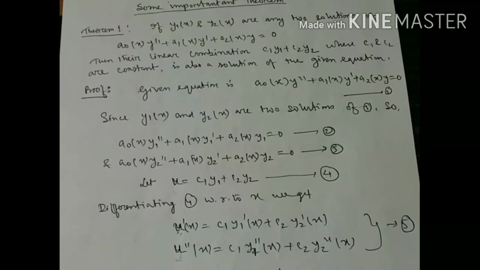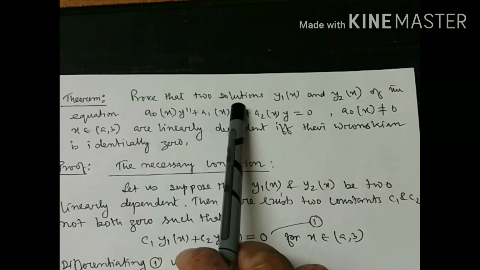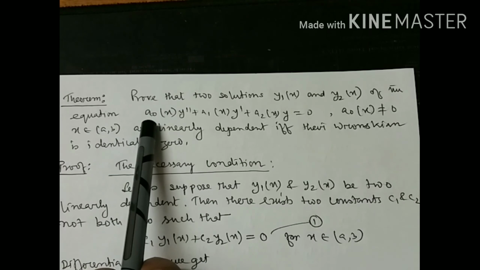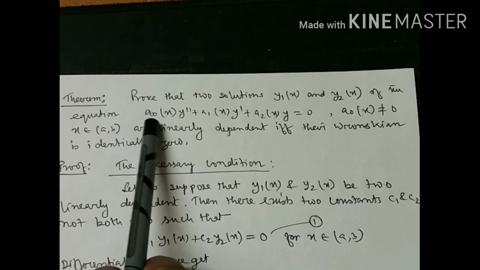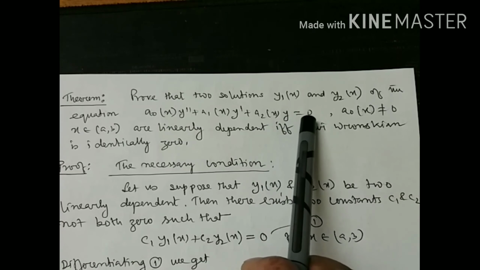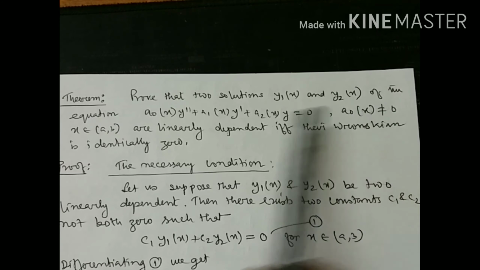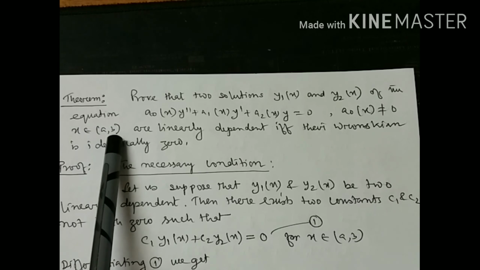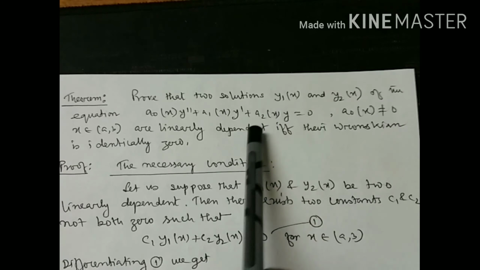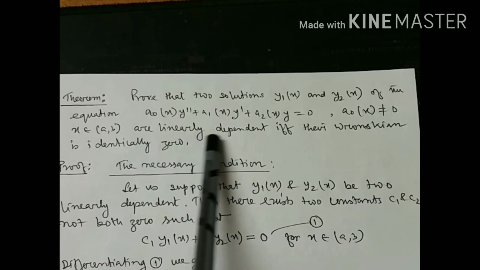This is a simple theorem, and now we have a theorem to prove: two solutions y1(x) and y2(x) of this linear homogeneous equation a0(x) y'' + a1(x) y' + a2(x) y = 0, where a0, the first coefficient, is not equal to 0 for all values of x belonging to [a, b], are linearly dependent. These two solutions of this equation are linearly dependent.